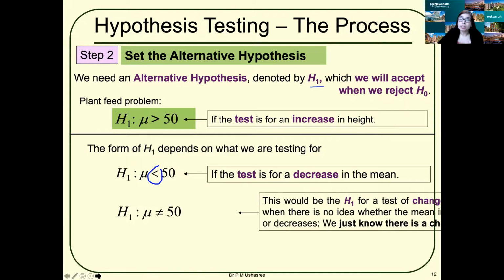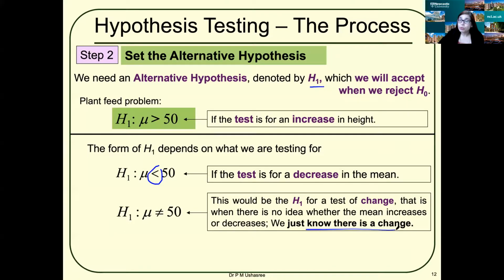sometimes we are in a situation where we don't know the type of change. We don't know whether there is an increase or decrease in the height. We have no idea whether the mean increases or decreases. But we know that this is a test of change. So we use the symbol not equal to, because we are not sure. If it is a decrease in the mean, we use less than. If we have no idea about the change in the mean, then we use not equal to.